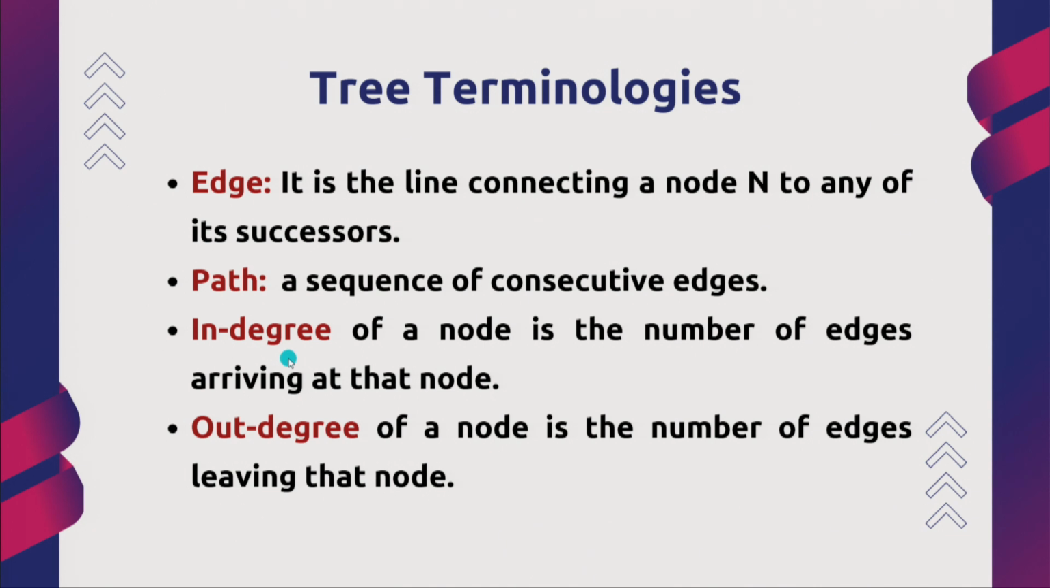And then the terms in degree and out degree. In degree means the number of edges arriving at a node, and out degree is the number of edges leaving from a node.